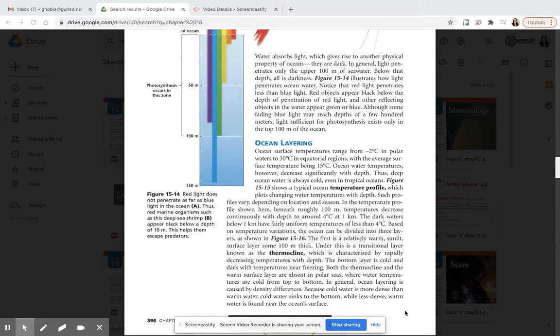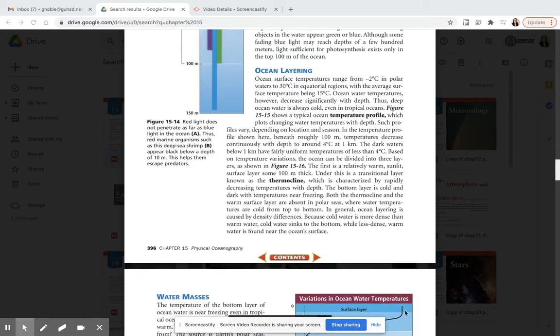Both the thermocline and the warm surface layer are absent in polar seas, where water temperatures are cold from top to bottom. In general, ocean layering is caused by density differences because cold water is more dense than warm water. Cold water sinks to the bottom, while less dense warm water is found near the ocean's surface.